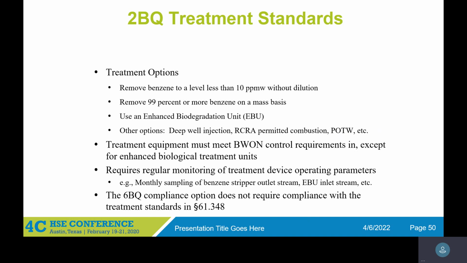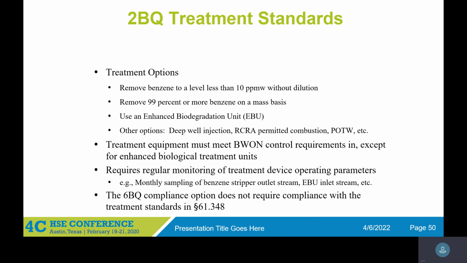Okay. So what are the treatment options? That's what we were talking about. When does BWON end, right? BWON ends when you recycle back to the process or you treat it. So here it is. You have to remove benzene to a level of less than 10 ppm without dilution. You have to remove 99% or more benzene on a mass basis. You have to use an enhanced biodegradation unit, so this is your bug farm at the wastewater treatment plant. Or you can do deep well injection or RCRA permitted combustion, etc.